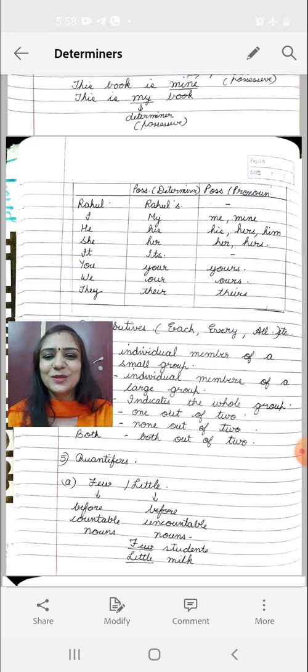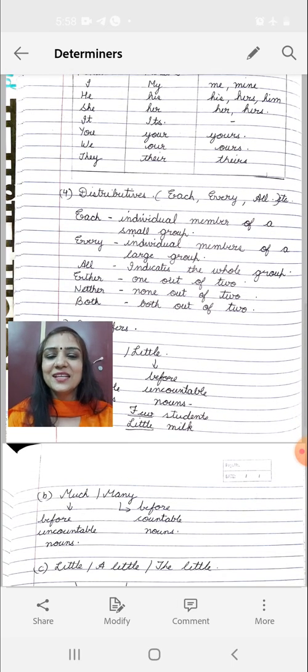Now let's come to our third category. The third category is distributives. Distributives, each, every, all. Then either, neither, both. I don't think we have any problem in understanding where to use both. Both, we are referring to all, both of them. There are two people, we are referring to both of them, both students. Then neither, we say none of them. Like we say neither of the students has done the work, that means nobody has done.